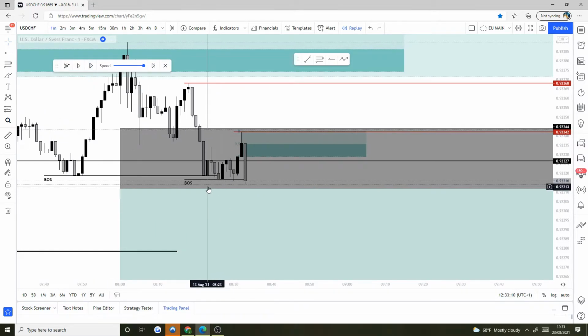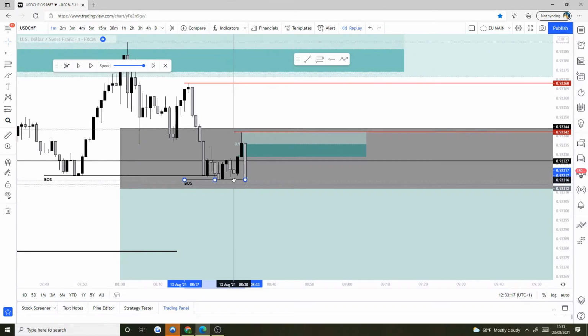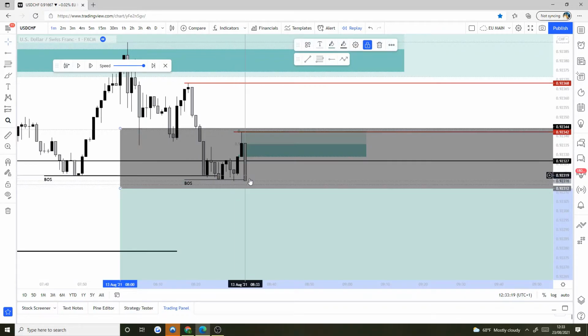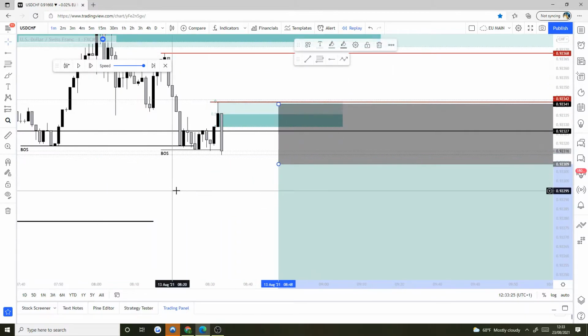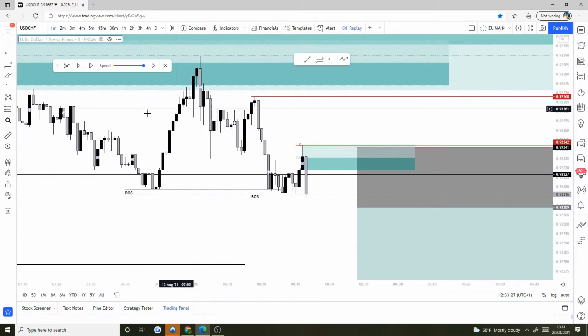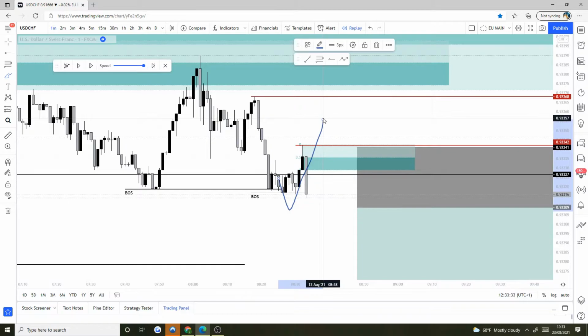Okay, now with this second break of structure here, what we've had, with this big engulfment candle, it's really clear at this point that there's an order block here. So, you know, sometimes when you've only got the one break of structure on the 1-minute, it could just be a liquidity grab. So it could even break structure and then just fly back up there like that.